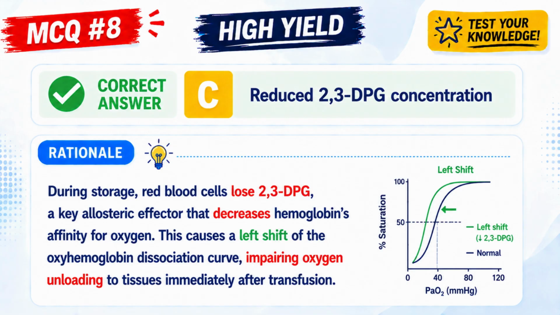Without 2,3-DPG, hemoglobin affinity for oxygen increases. Left shift. Transfused red cells load oxygen in the lungs perfectly, but release it poorly at the tissues. The good news, once transfused cells enter circulation, 2,3-DPG regenerates within 24 to 48 hours. But in the immediate post-transfusion period, especially massive hemorrhage, this impaired unloading contributes to ongoing tissue hypoxia, even with a rising hemoglobin level. Treating the number is not the same as treating the patient.